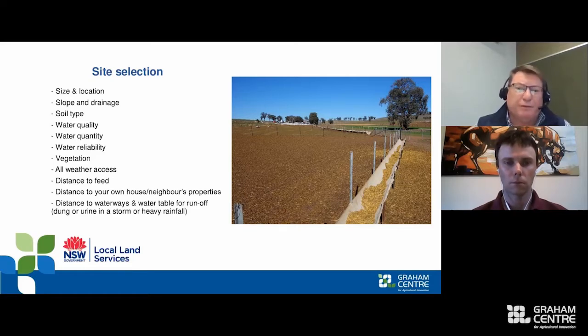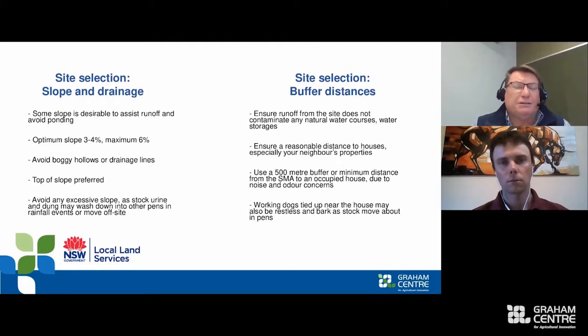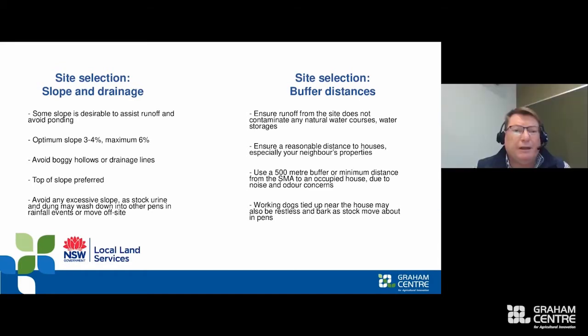So just moving on from there, with site selection, probably the two key areas we like to look at are slope and drainage. Ideally, you only want a 3 to 4% optimum slope, maximum of 6%. Avoid boggy hollows or drainage lines. Top of the slope is preferred, and the next slide will probably explain that a little better. And avoid any excessive slope, which can run into public waterways, and then the EPA will have many concerns with that if it happens.